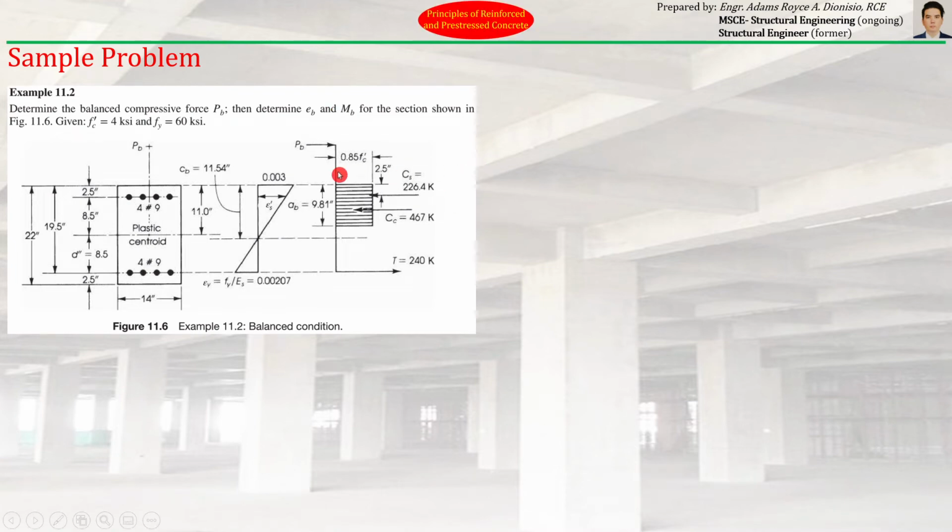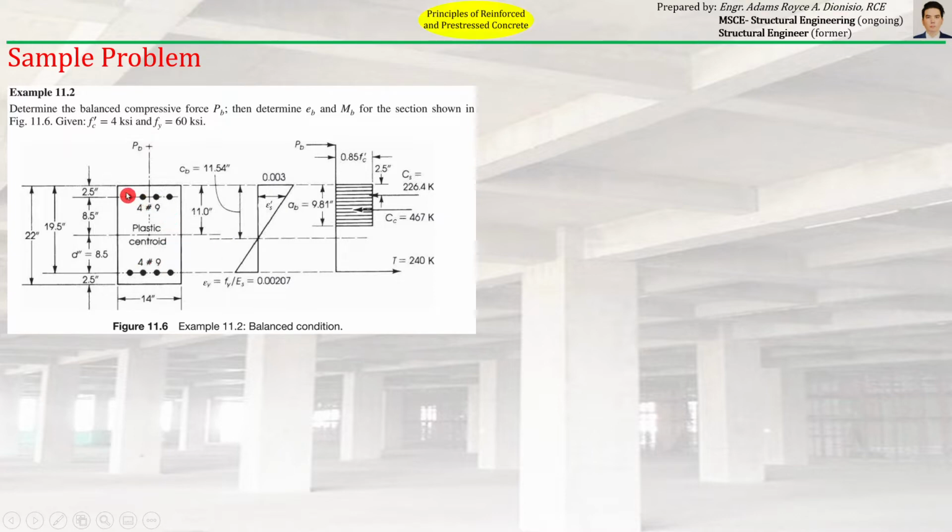So let's now try to answer this sample problem related to the balance condition. The question asks us to determine the balanced compressive force PB, then determine EB and MB for the section shown in the figure, given fc' and fy = 60 ksi. So we are given this section. Actually, this is the only given. Let's just include the other figures here.